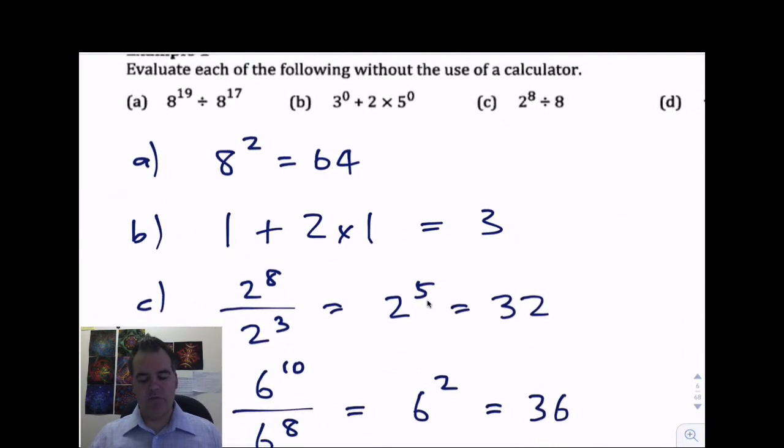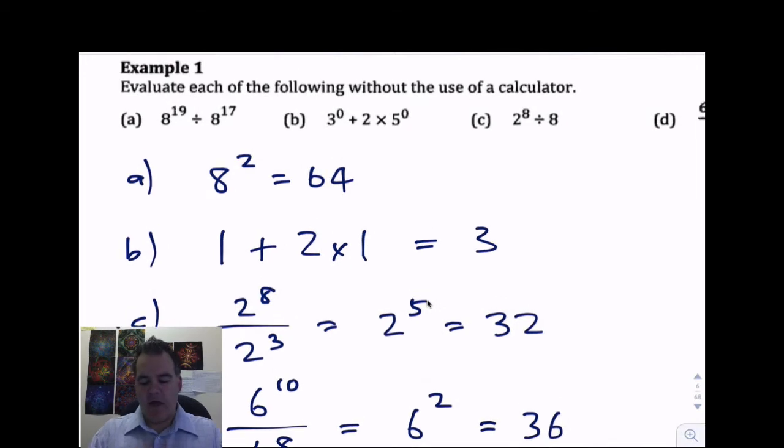Here are some examples. Evaluate each of the following without the use of a calculator. So 8 to the 19 over 8 to the 17. Subtract the indices. 8 squared is 64. 3 to the 0 is 1. 2 times 5 to the 0 is 2 times 1, so we get 1 plus 2, which is 3. 2 to the power of 8 divided by 8. 8 is 2 cubed, so if you write this all in powers of 2, then we subtract the powers, 2 to the power of 5, which is 32.